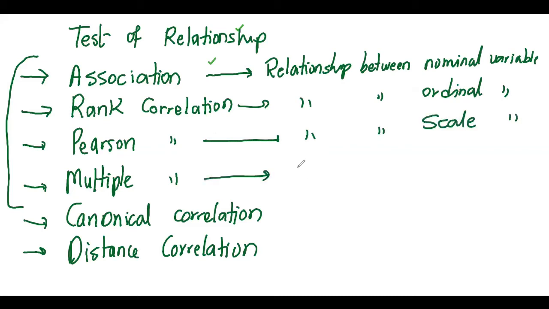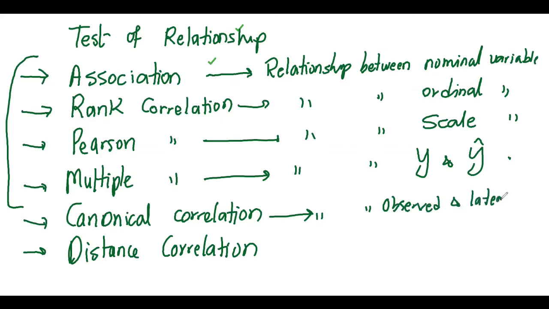And Pearson correlation is the relationship between scale variables. Multiple correlation is the relationship between the actual y and the predicted y. Canonical correlation is between observed and latent variables. And distance correlation is also a correlation. I don't have very much clarity about this.